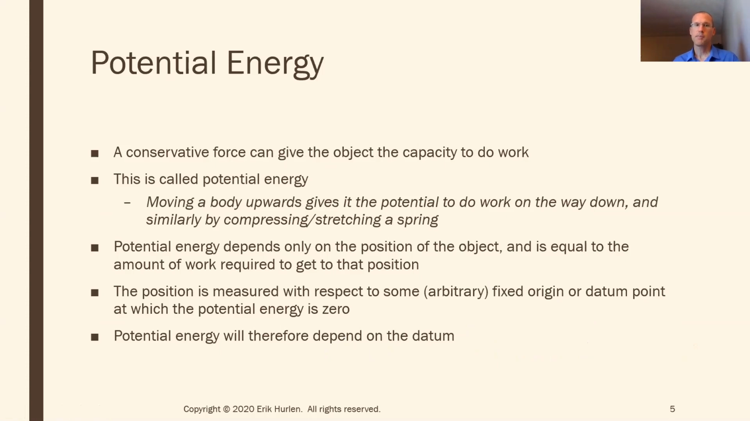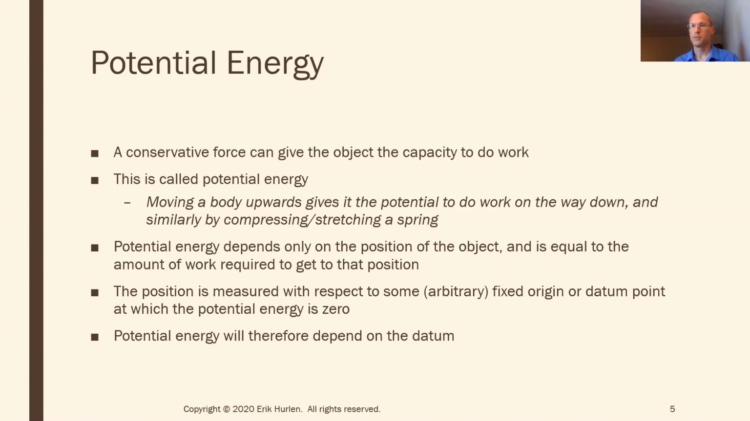Now, potential energy can be made out of any conservative force. So a conservative force can give the object the capacity to do work, and that capacity of doing work is called potential energy. As I said before, if you push a body upwards against gravity, that gives it the potential to do work as it falls back down.